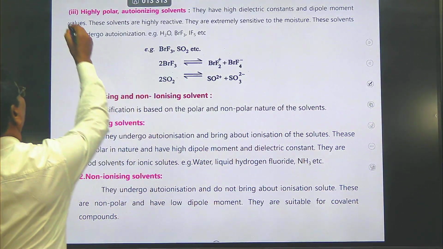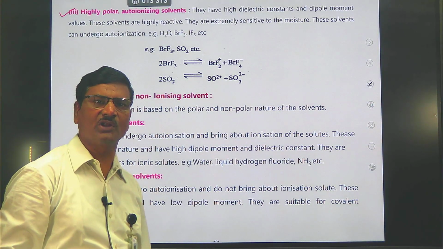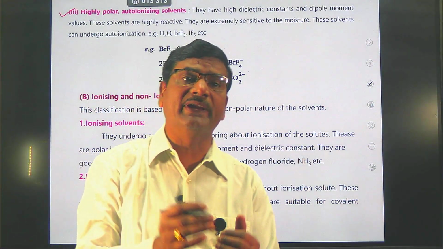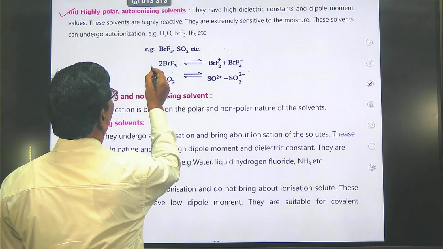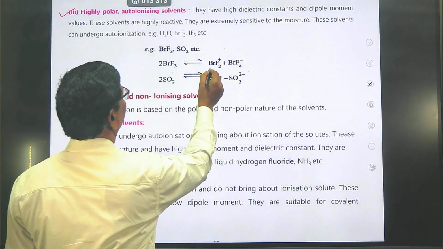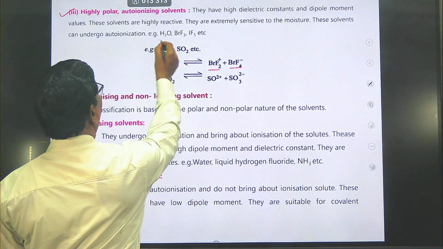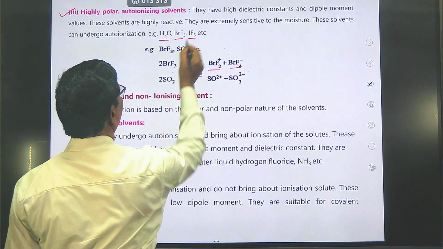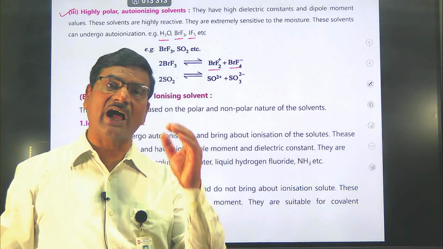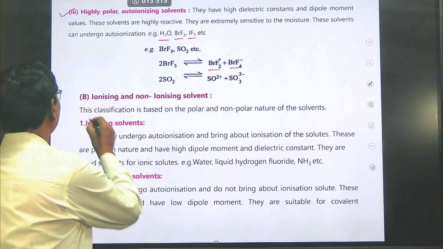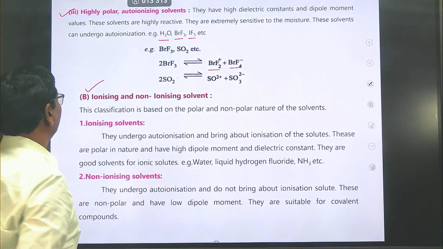Then the third one is the highly polar ionizing solvent. A highly polar ionizing solvent is one that itself gets ionized. For example, BrF3 gives rise to BrF2+ and BrF4-. It means solvents such as H2O, BrF3, IF5 are auto-ionized. They get ionized by themselves. Then the next type is the ionizing and non-ionizing solvent.